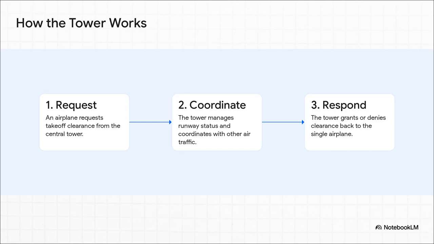And this just lays it out so perfectly, right? An airplane needs to take off. Does it call up all the other planes on the radio? No way. It just talks to the tower. The tower then handles all the coordination. It checks the runways, it looks at other air traffic, and then it sends a simple, clear yes or no back to the plane. The whole system is suddenly organized, predictable, and way safer, all because the communication is centralized.